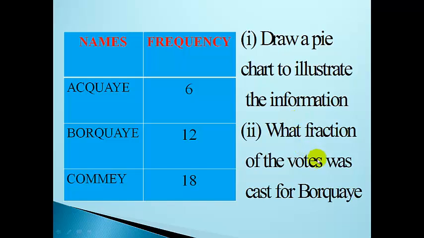What fraction of the vote was cast for Bokwe? So from the table, we have the names and the frequency. Akwe's frequency is 6. That means that the number of votes cast for Akwe is 6. Bokwe's frequency is 12. That means that the number of votes cast for Bokwe is 12. And Kome's frequency is 18. That means that the number of votes cast for Kome is 18. Now we are asked to draw a pie chart to illustrate the information. And 2, what fraction of the vote was cast for Bokwe? Now let's see how best we can solve this problem.